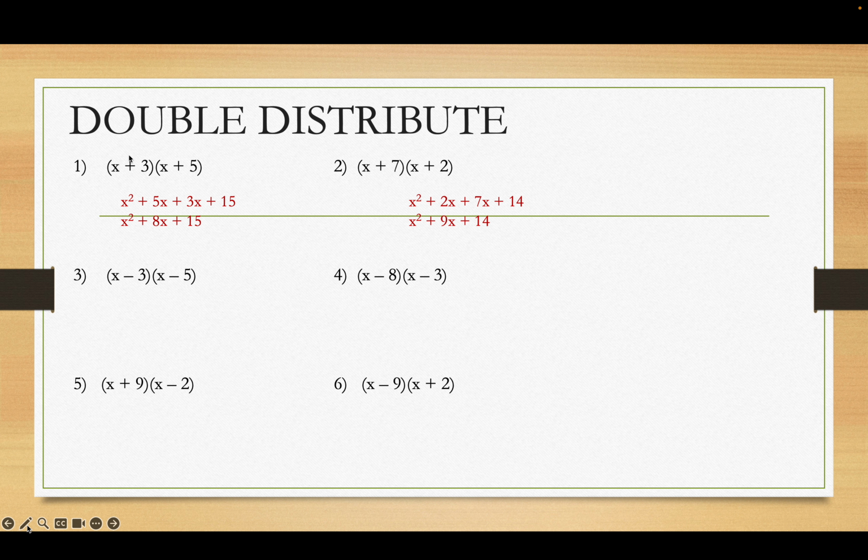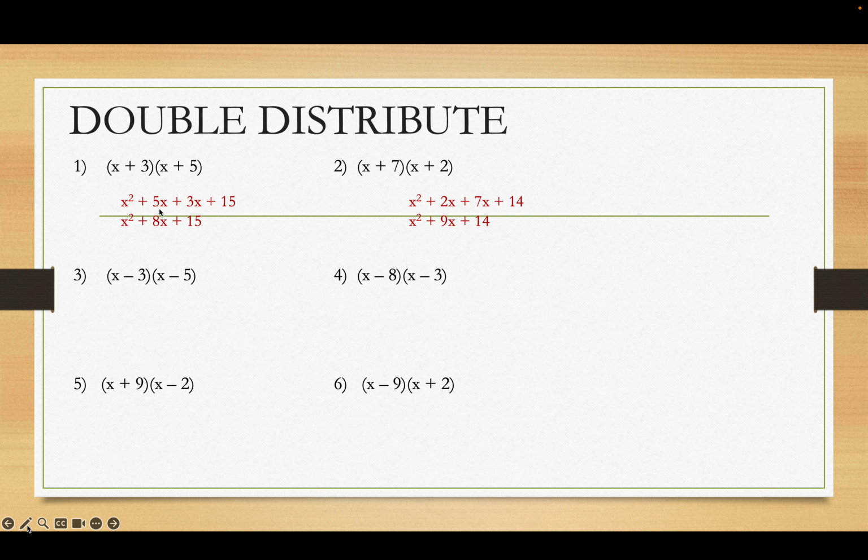Distributing the number 1, x times x is x squared, x times 5 is 5x's. Now I distribute the 3. 3 times x is 3x, 3 times 5 is 15. Combine those terms in the middle. 5x's plus 3x's are 8x's. X squared plus 8x plus 15. Perfect. For number 2, distributing the x, I get x squared plus 2x. Distributing the 7, I get 7x plus 14. Combine the middle terms. 2x and 7x make 9x, and I get x squared plus 9x plus 14.